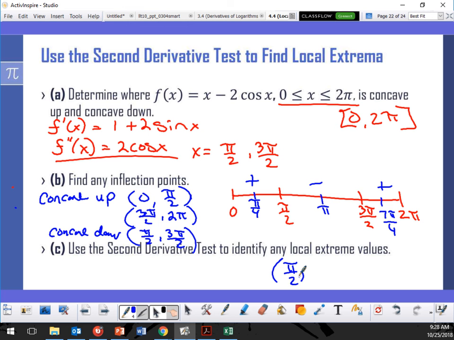So let's take a look. It's going to be pi halves minus 2 times cosine. What's cosine at pi halves? Rad 2 over 2. So rad 2 over 2 times 2 is rad 2. So it's going to be pi halves minus rad 2. Does that make sense? Or no? Did I screw you guys up there?